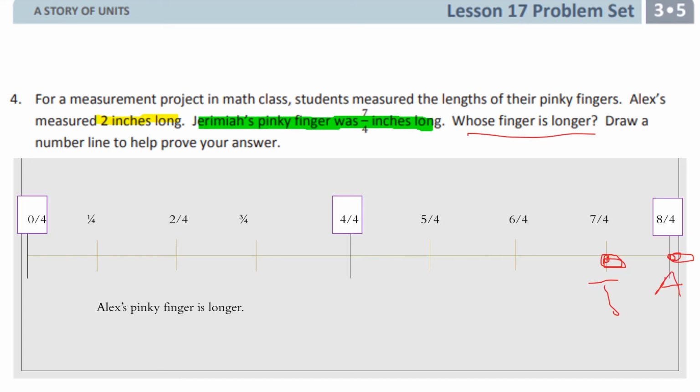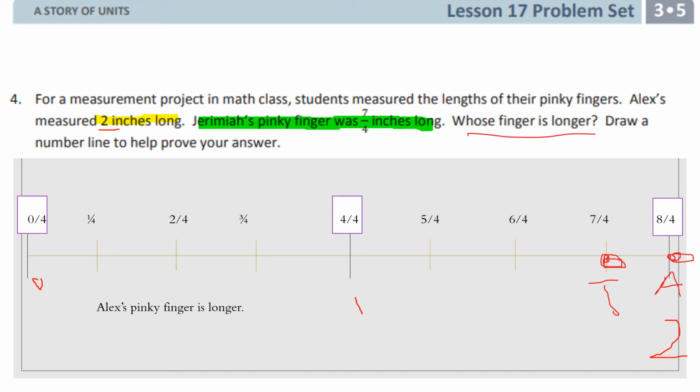So here you can see I first broke this apart into fourths because that's what I did. So I boxed 0/4, 4/4, and 8/4 because those are my whole numbers. So as you would have probably figured out, this is our 0, 1, and 2. I knew to do it in fourths because Jeremiah's denominator is in fourths, and I knew 2 inches long as our whole because of the 2 here.